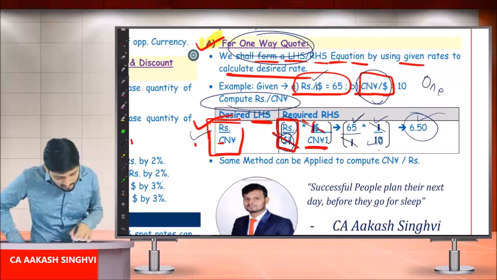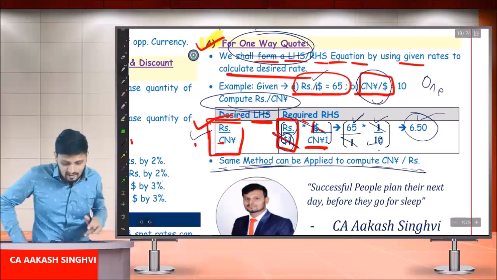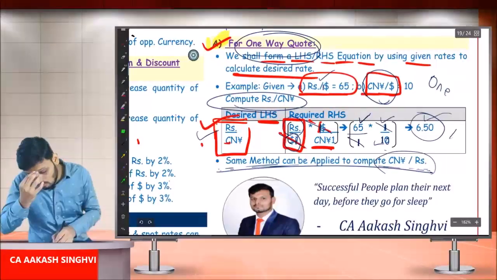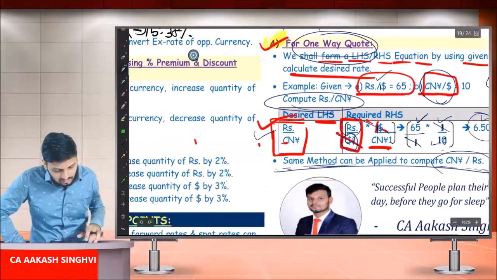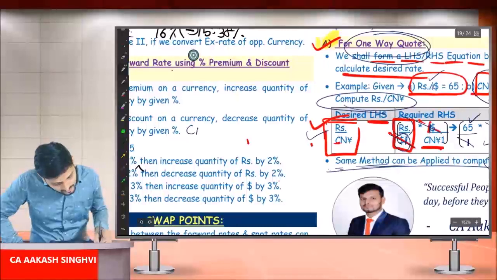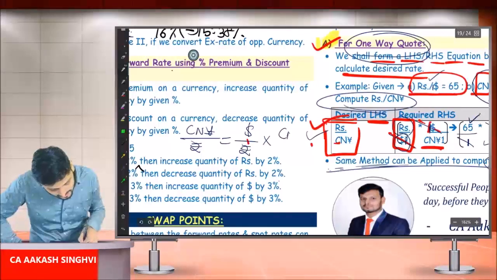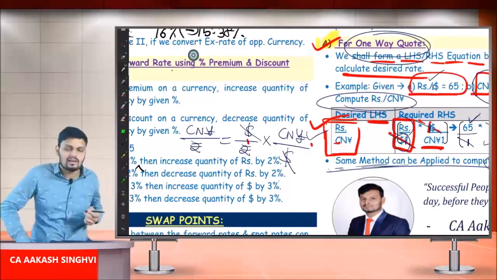The same method can be applied to compute Chinese yen per rupees. Now let's try to understand Chinese yen per rupees. How are we going to compute? Either you do 1 divided by 6.5, that is one probable answer, or Chinese yen divided by rupees equals dollar per rupee multiplied by Chinese yen divided by dollar. So that dollar gets cancelled, and we are left with Chinese yen divided by rupees.